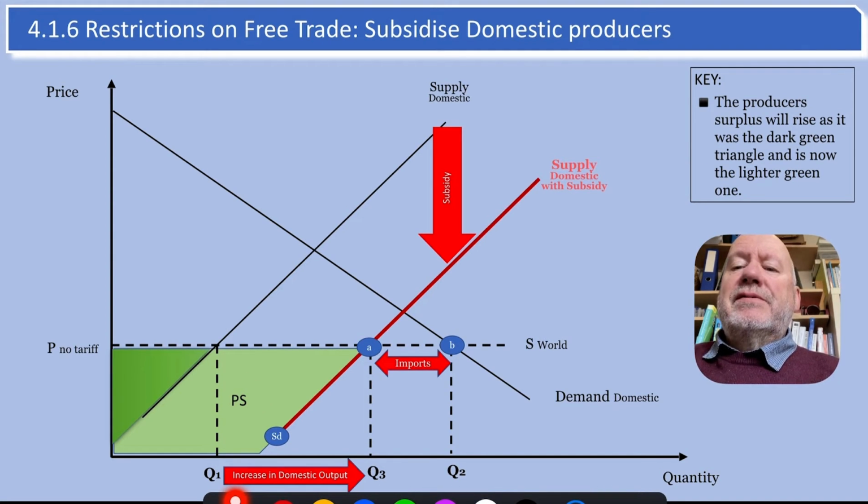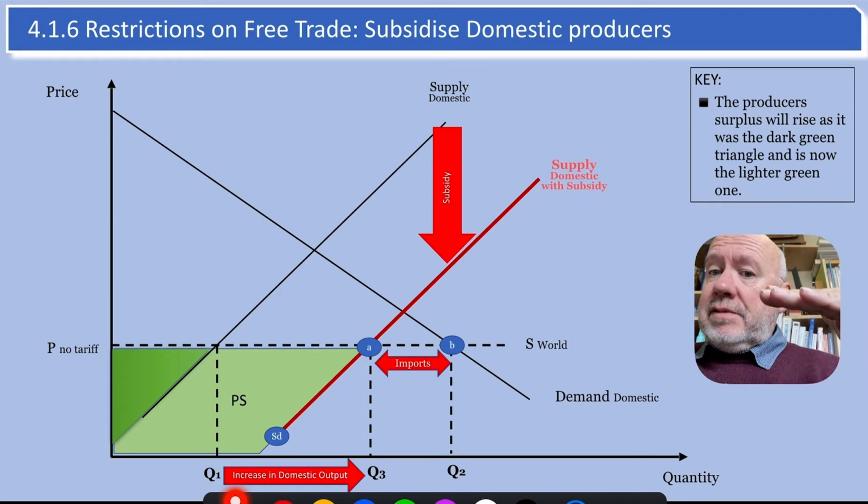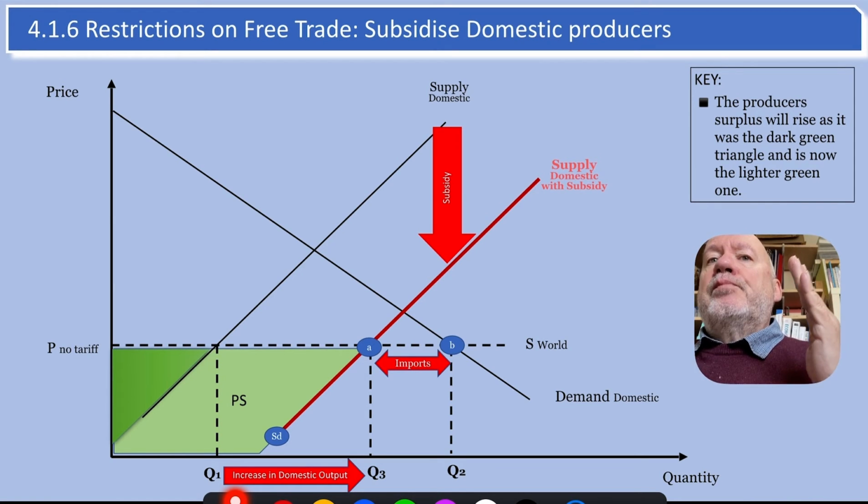So the difference in the box, the lighter green one here, is the gain in producer surplus. But often you don't need that diagram, and it will depend how you actually draw it what this box turns out like. So if you're worried about that, just don't draw it, just say producer surplus rises, because they get the same price, but they're getting more output.